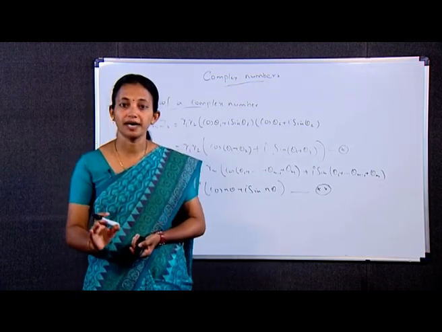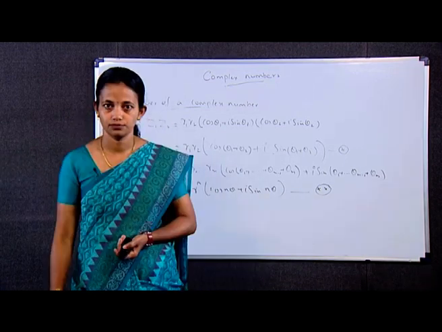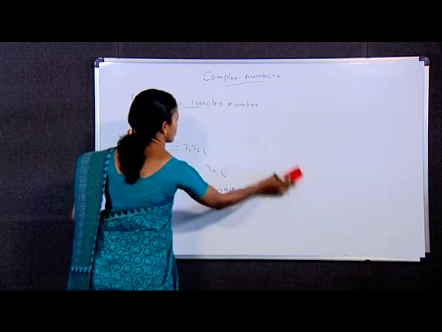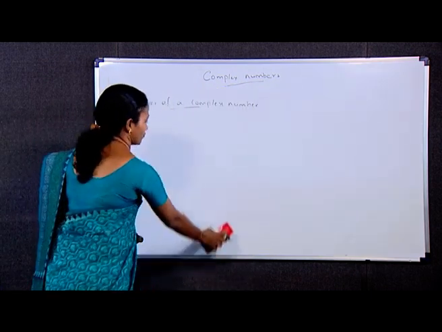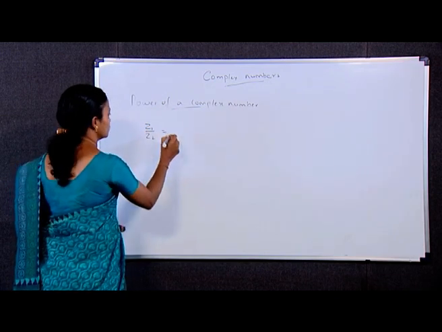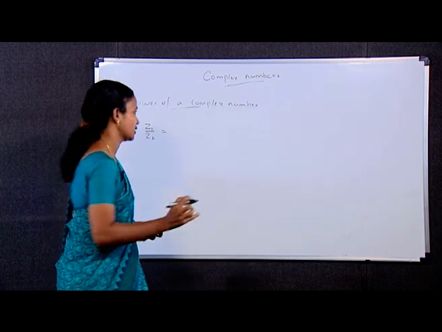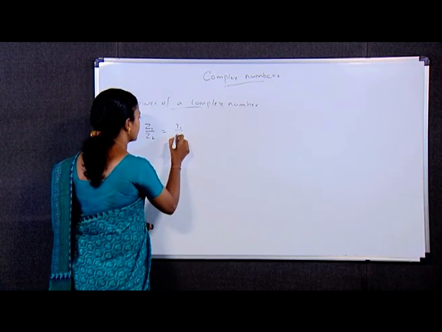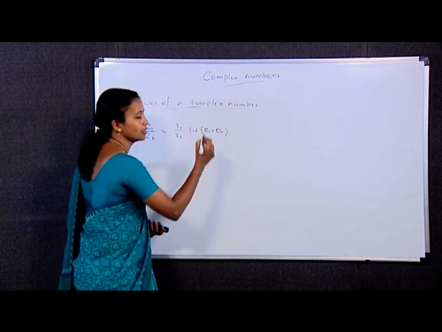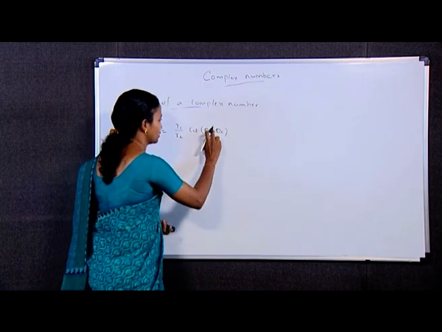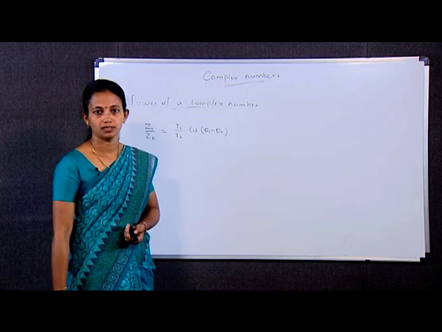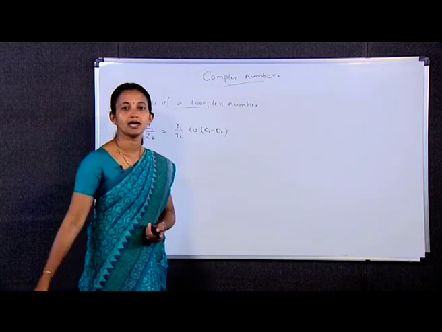That is, z1 by z2 we can write as r1 by r2 cis (theta 1 minus theta 2). It is not addition, it is theta 1 minus theta 2, subtracting the arguments. Cis means cos theta plus i sin theta.